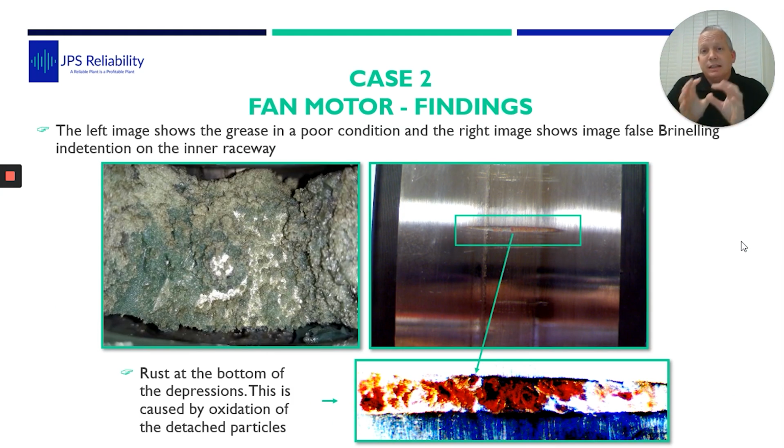Lucky enough, they shut the fan down in a controlled situation, took the bearing out, and we went to have a look at the bearing. On the left-hand side of the screen, we can see the grease. You can see that the grease is contaminated. It's starting to separate within itself. And actually, that there is a picture of the inner race. So you can see a mark on the inner race. And when we looked under the microscope, it's actually got rust in it. So we can see that's false brinelling.